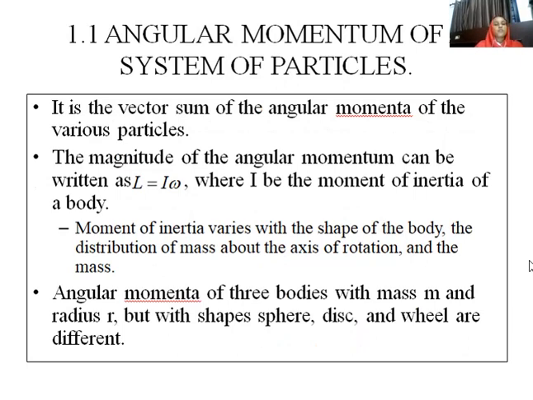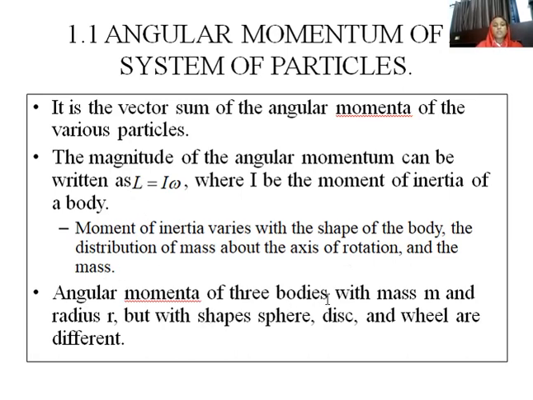Now, if you want to find out the angular momentum of a system of particles, we have to vector sum the individual angular momenta, or the angular momentum of each particle. The magnitude of the angular momentum can be written as L is equal to I omega. Here I represents the moment of inertia of a body. But this moment of inertia varies with the shape of the body, the distribution of mass about the axis of rotation, and the mass of the body. So angular momentum also depends on all these factors.